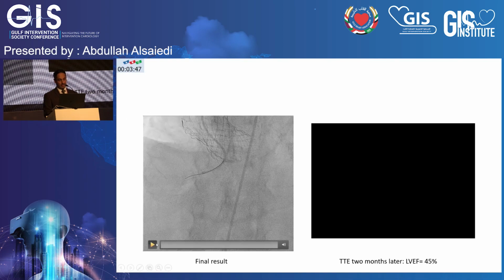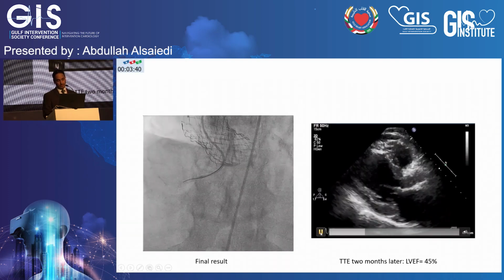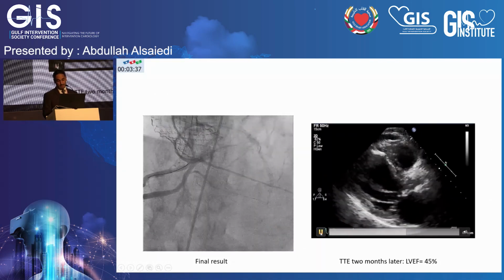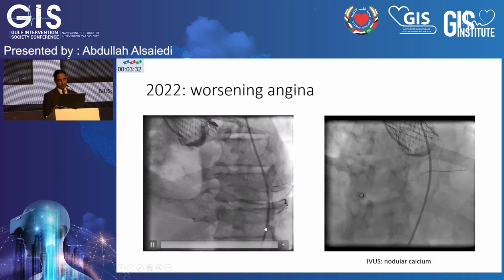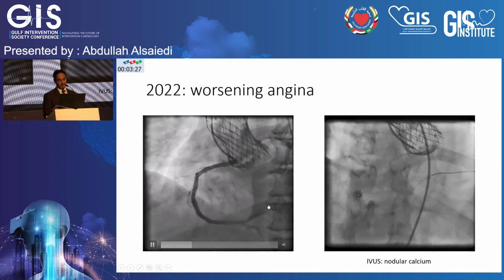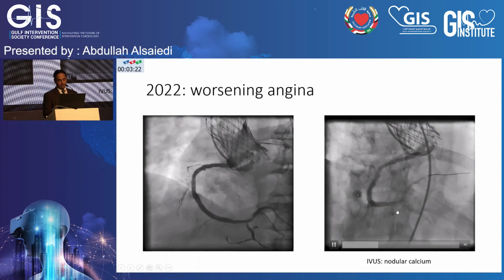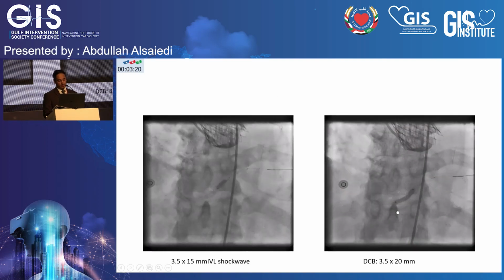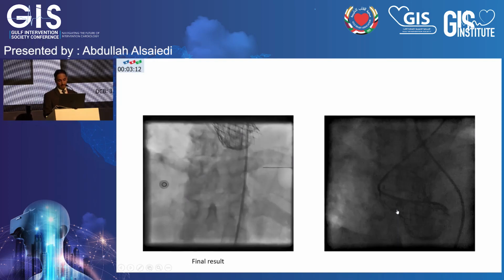But luckily, the transthoracic echo done 2 months later showed this patient had recovered LV ejection fraction from 35 to 45. And 1 year later, he presented with chest pain, and you could see the branch was patent again. But the problem this time is this patient again has ISR in our stent. So what we did at this time, we did an IVUS that showed nodular calcium that was managed with IVL shockwave 3.5 by 15 millimeter, then DCB 3.5 by 20 millimeter. And after that, we got the final result, as I'm going to show you in the next slide.